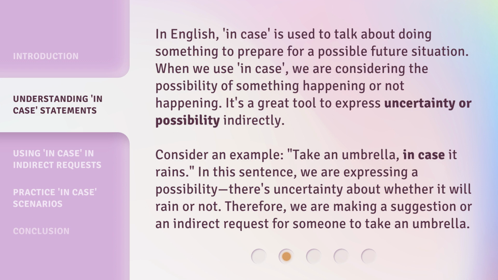Consider an example. "Take an umbrella, in case it rains." In this sentence, we are expressing a possibility. There's uncertainty about whether it will rain or not. Therefore, we are making a suggestion or an indirect request for someone to take an umbrella.